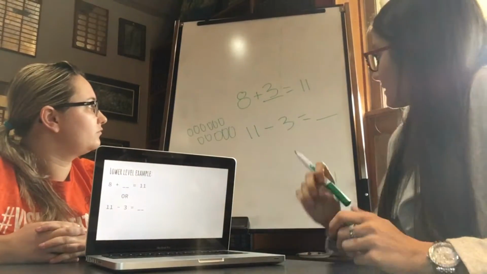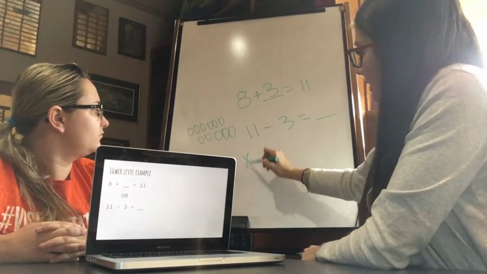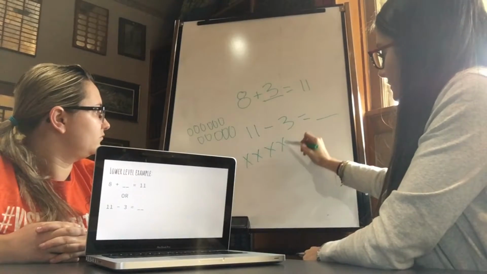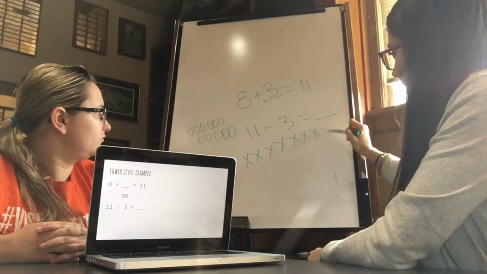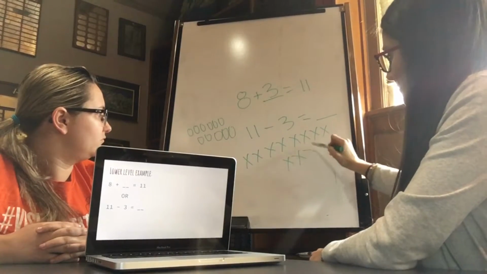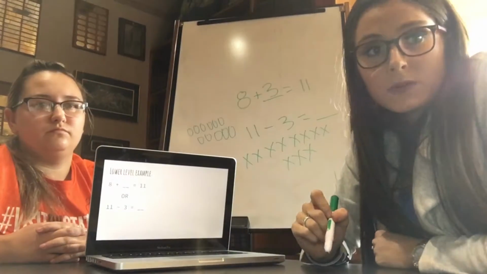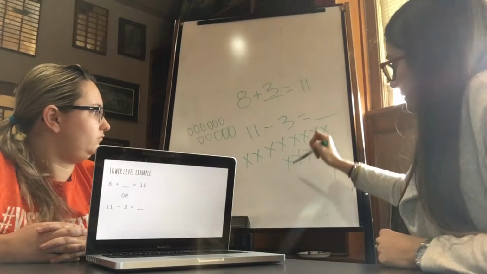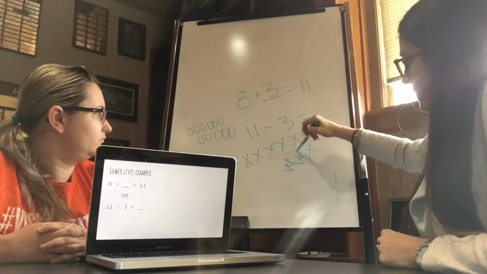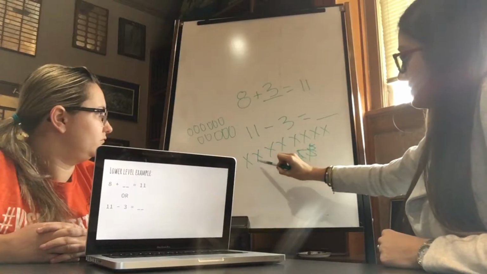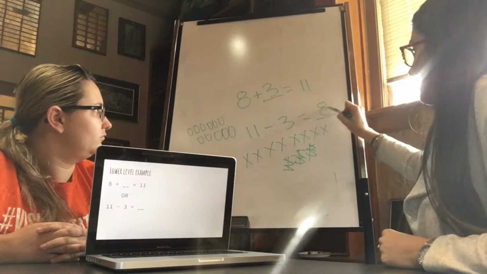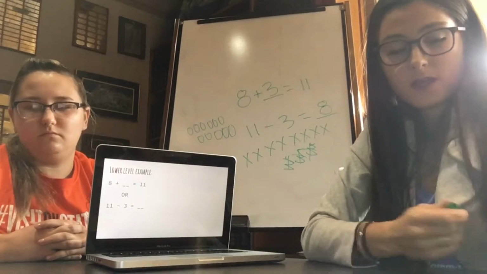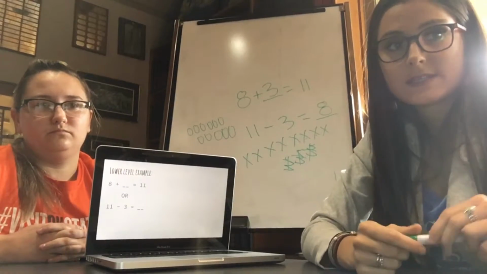And then in our second example, we can draw 11 x's. So 1, 2, 3, 4, 5, 6, 7, 8, 9, 10, 11. And then we want to subtract 3. So we can squiggle out 3. And 1, 2, 3, 4, 5, 6, 7, 8. 8 is left over. This is one way to do this example.